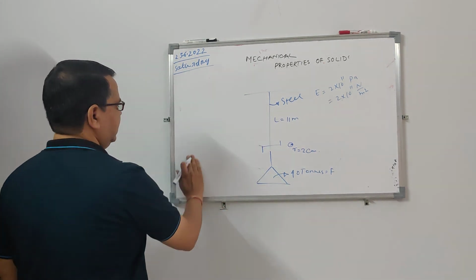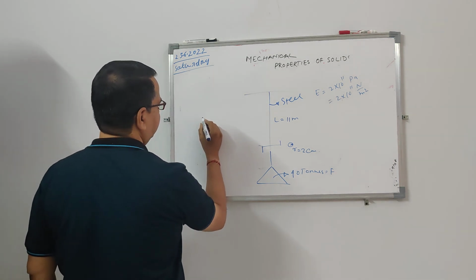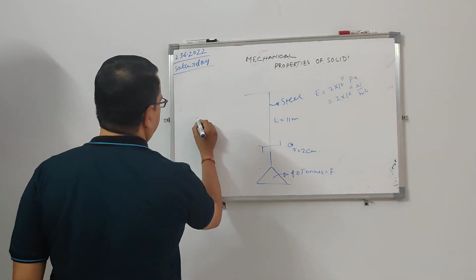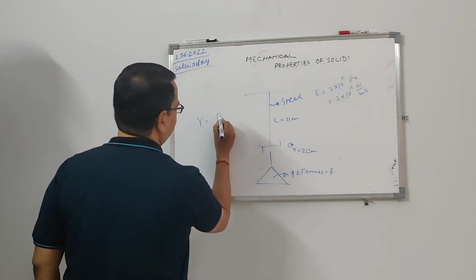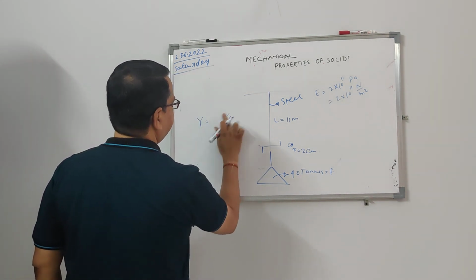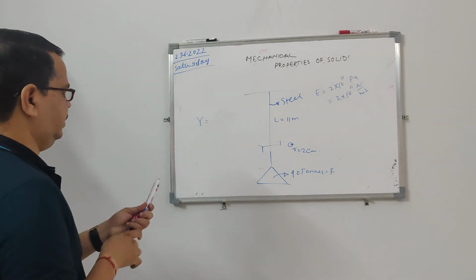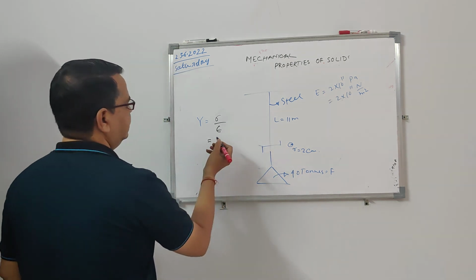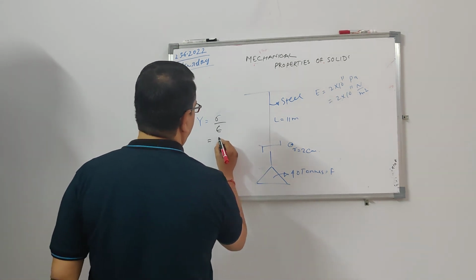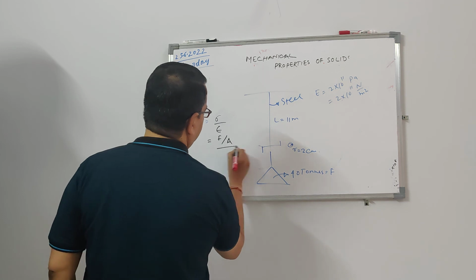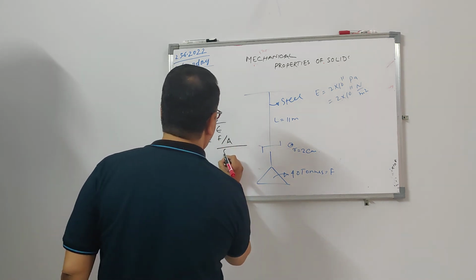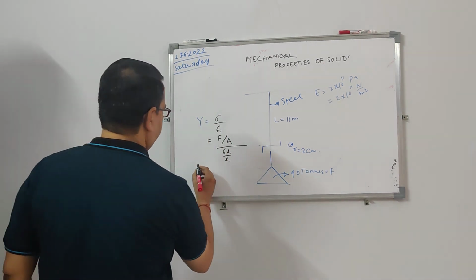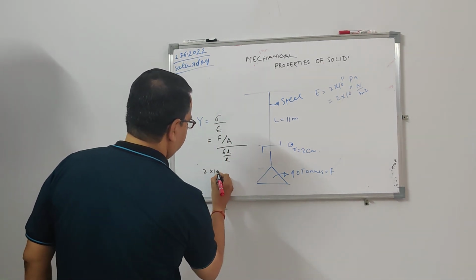So this can be easily solved. This is a direct one. Young's modulus, you know. So your Y value is nothing but stress by strain. This stress is nothing but your force by area, and this strain is nothing but your delta L by L. So here you know your Young's modulus, which is 2 into 10 to the power 11.